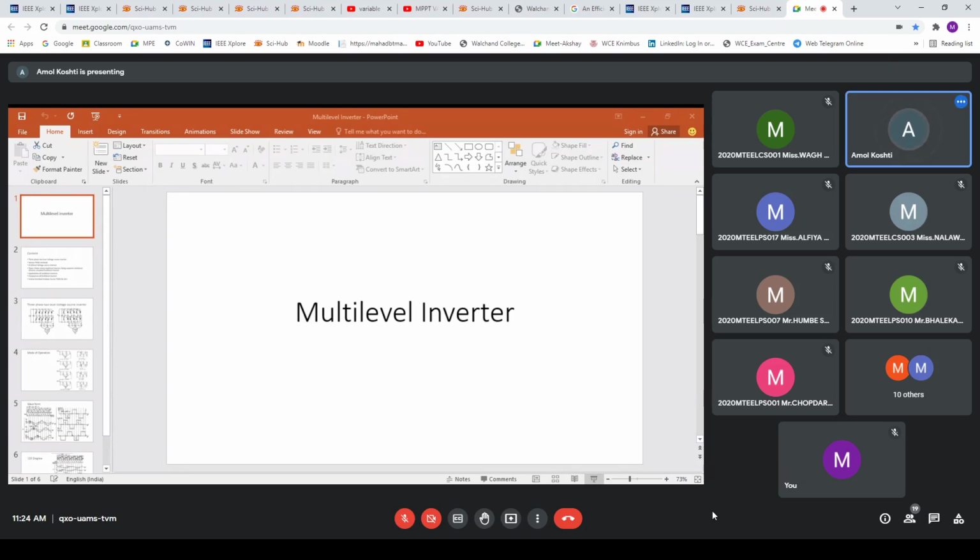What are the things that we are going to study in this chapter? These are the contents of this chapter. First, we have to learn the three-phase two-level voltage source inverter. You have already studied this in your BTech course, where there is 120 degree, 180 degree conduction.